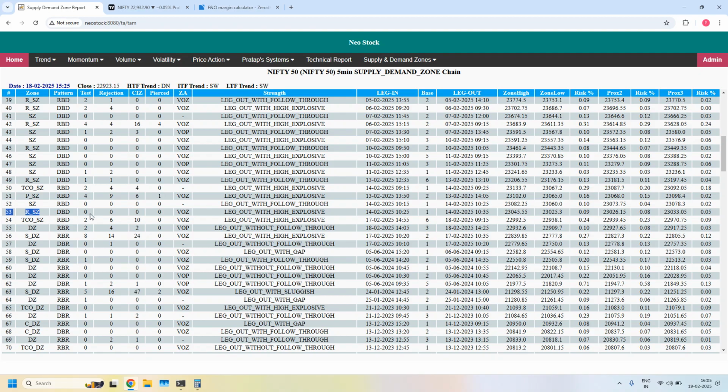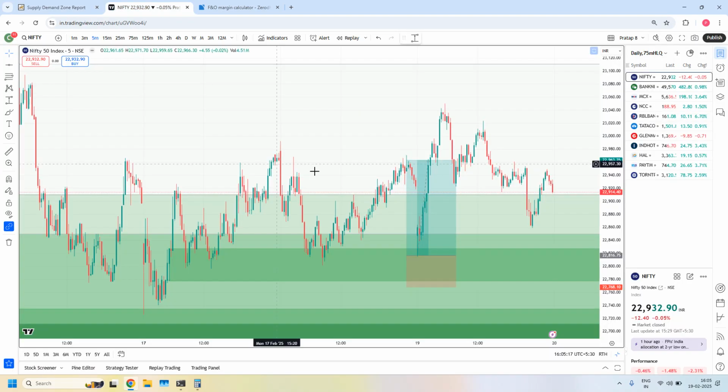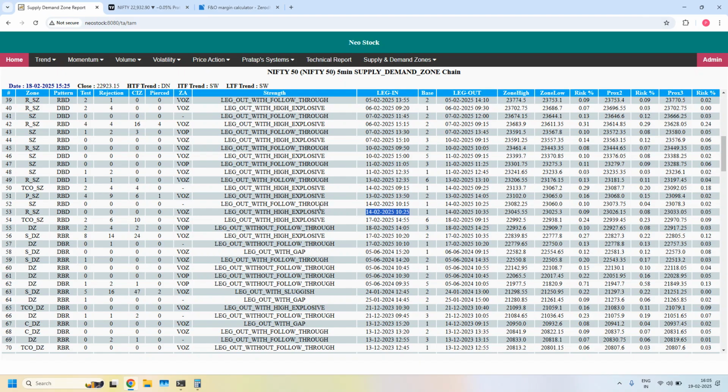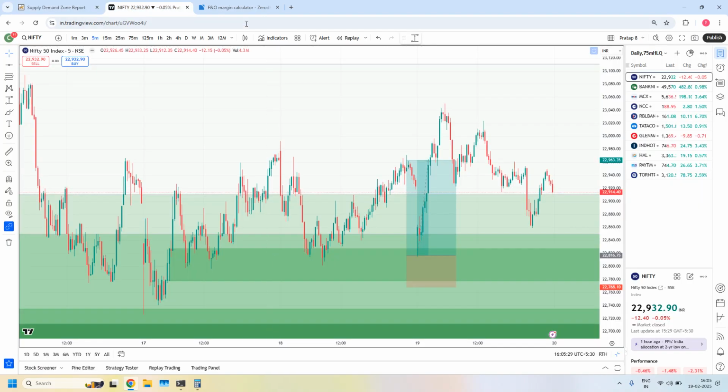This is the area, this is a fresh zone. You can go for a short here. Where is it? 14 to 1025. 5 minute supply zone. See, this is the 5 minutes high liquidity demand zone. This is the 5 minutes high liquidity supply zone. 14 to 1025. Let me go to the 14 to 1025 in the chart.